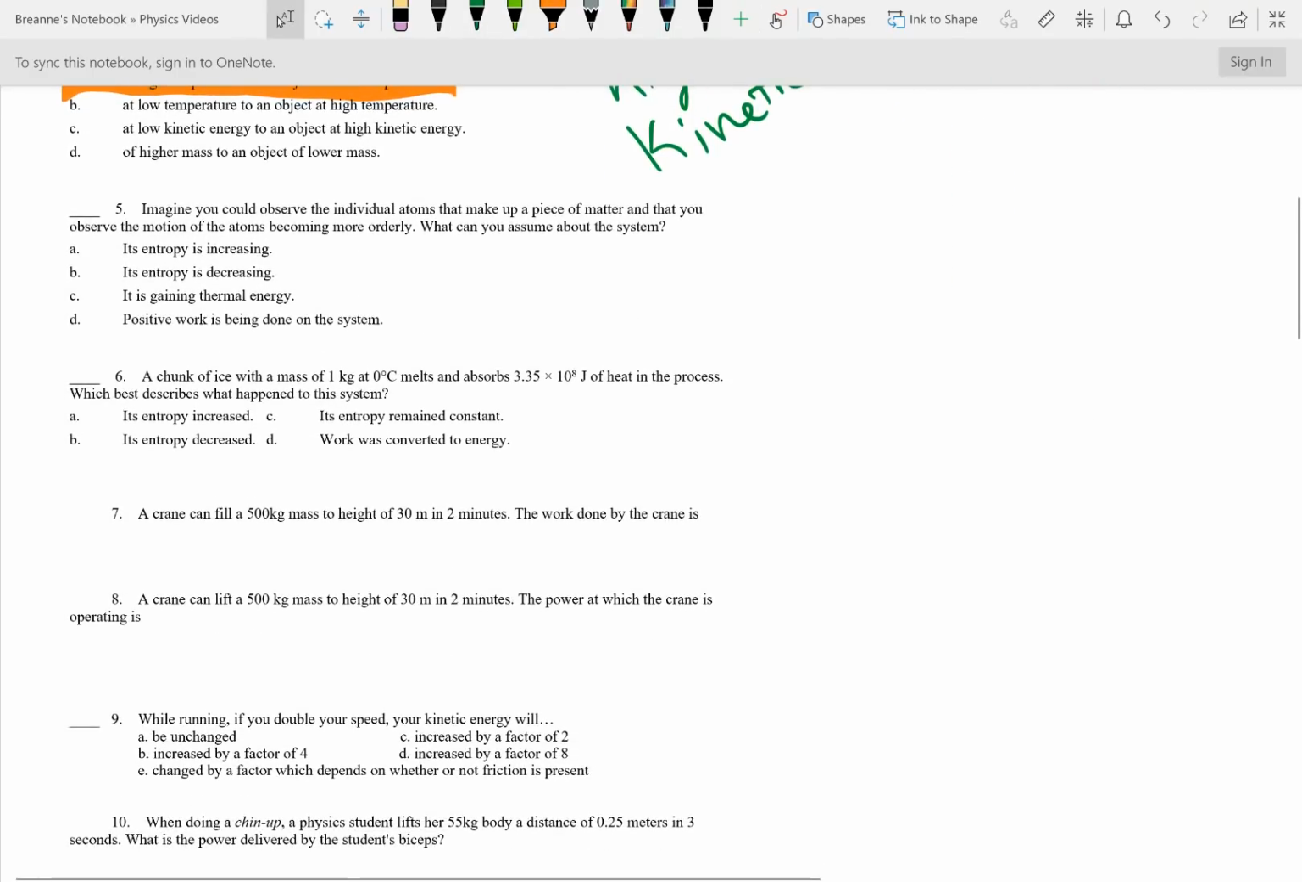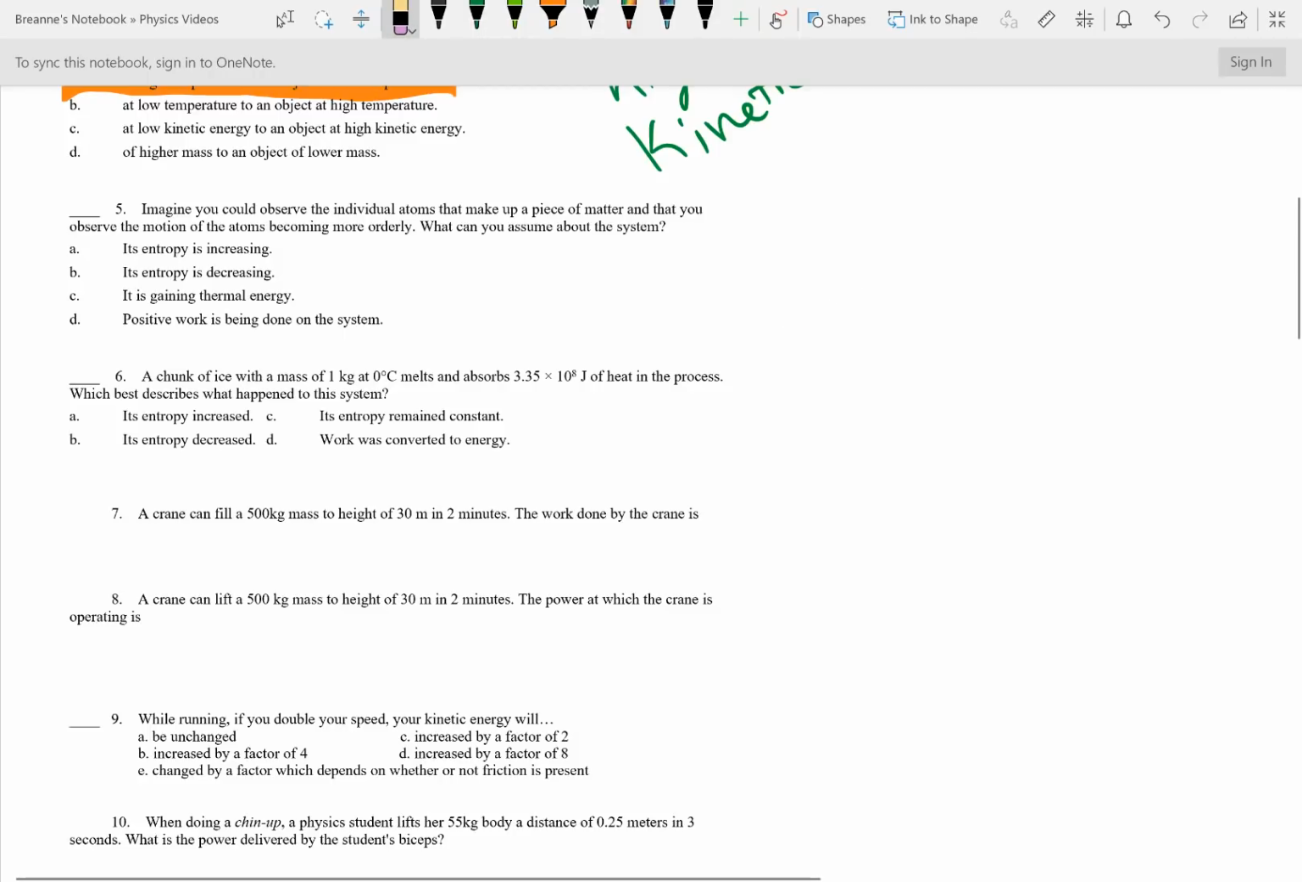So 5. Imagine you can observe an individual atom that makes up a piece of matter, and you observe the motion of that atom becoming more orderly. Orderly. So what's the opposite of order? Chaos. Man, y'all are so smart. Chaos. I cannot spell chaos. Nope, not spelling chaos. That's not happening, guys.